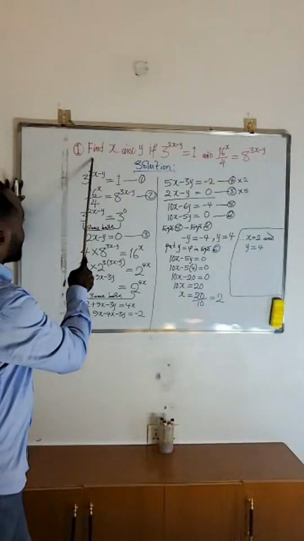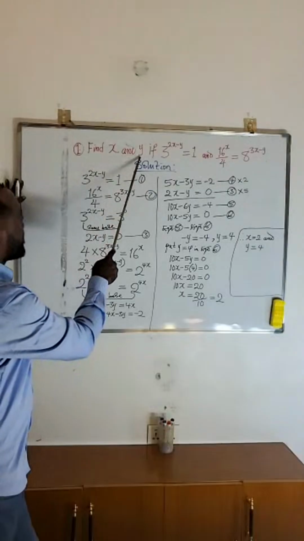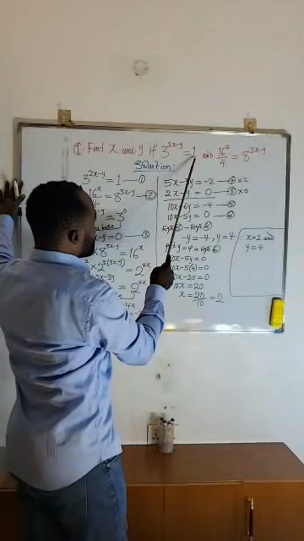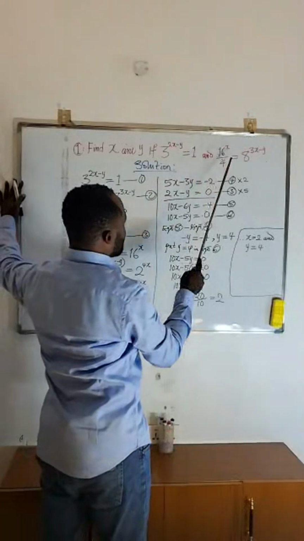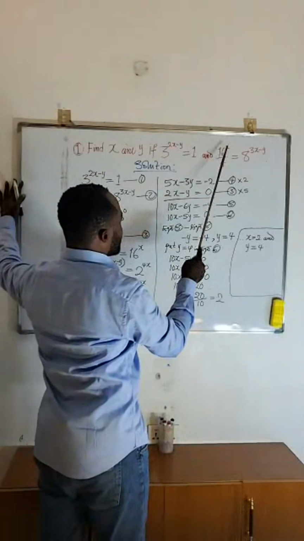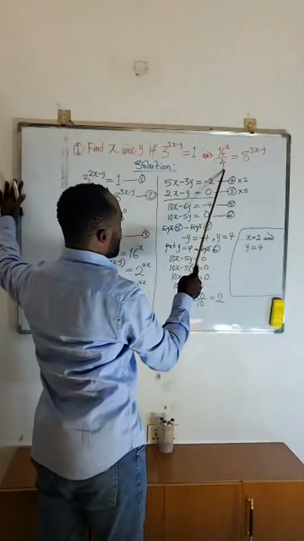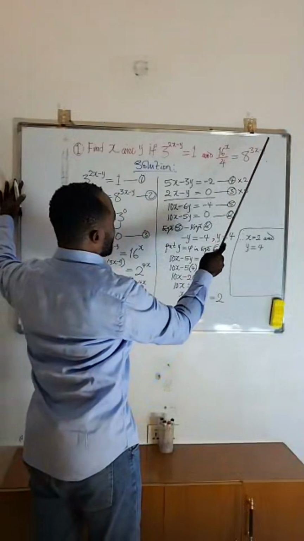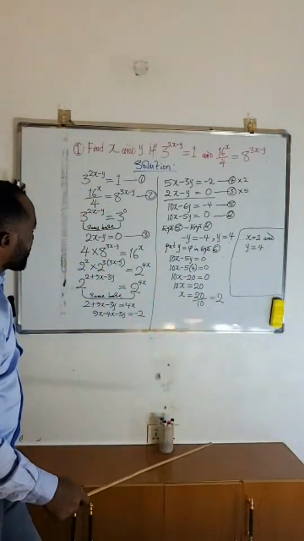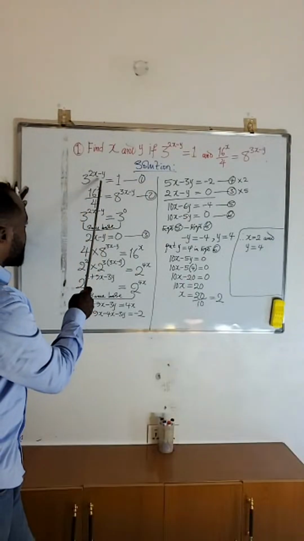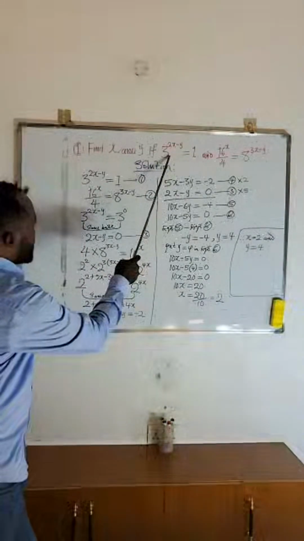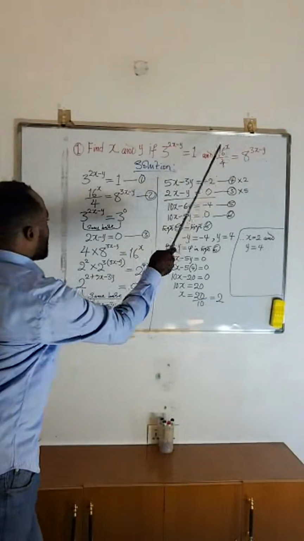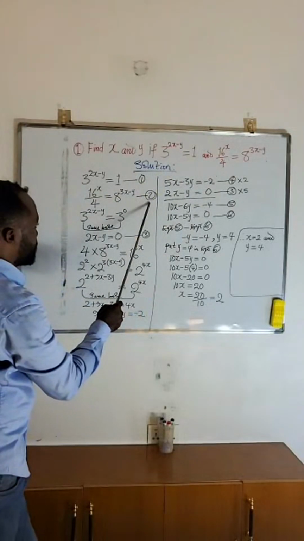The question is, find x and y if 3 raised to the power of 2x minus y equals to 1, and x raised to the power of x and 16 raised to the power of x over 4 equals to 8 raised to the power of 3x minus y. First of all, we'll bring those questions down, which is this one. We label that one as equation 1. This one, we label it as equation 2.